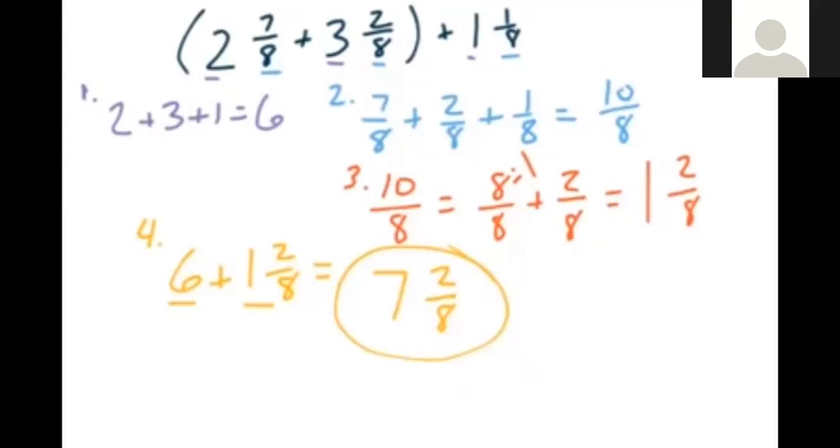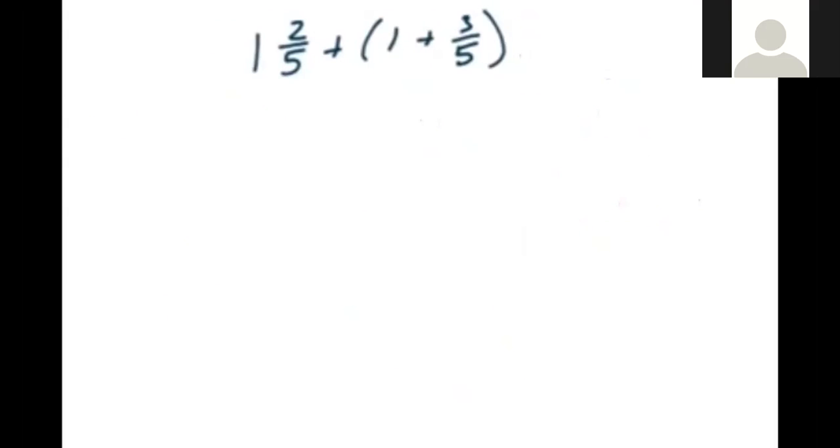Let's take a look at the next question in your book. This is going to be question number 3. We have 1 and 2/5 plus 1 plus 3/5. So again, we're going to add all of our whole numbers first. We're going to add 1 plus 1. Now notice 3/5 does not have a whole number in front of it, so essentially that means there's a 0 in front of that. So we don't have to write anything down. 1 plus 1 is 2.